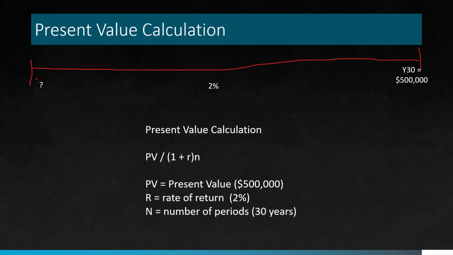So I don't know what I'm beginning with, as you can see by this red line. Throughout the 30 years, I'm earning 2% on my money, and I want to end up in 30 years with $500,000. So the present value calculation is PV, for present value, divided by 1 plus R, R standing for the rate, which is 2%, and the N standing for the number of periods. So you can open up an Excel spreadsheet and go through all of the calculations to see what you need to start with today to earn that $500,000.